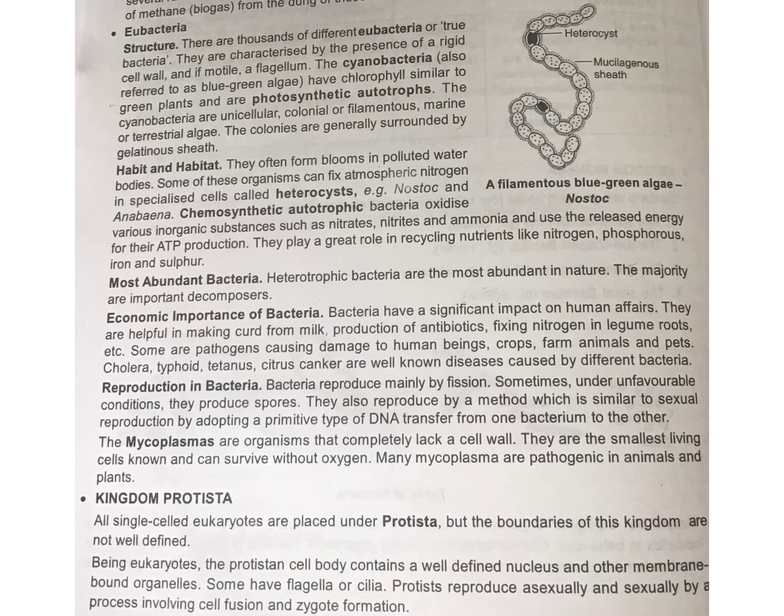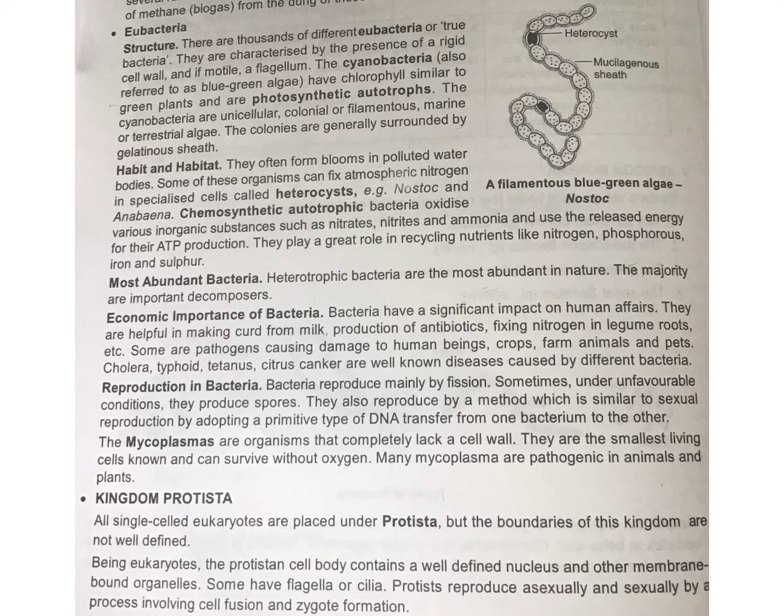Next group of bacteria is eubacteria. They are also known as true bacteria. They are the most abundant bacteria which are found. If we see the characteristic features, they have a rigid cell wall. They are motile, meaning movable. They can move from one place to another due to the presence of flagellum.